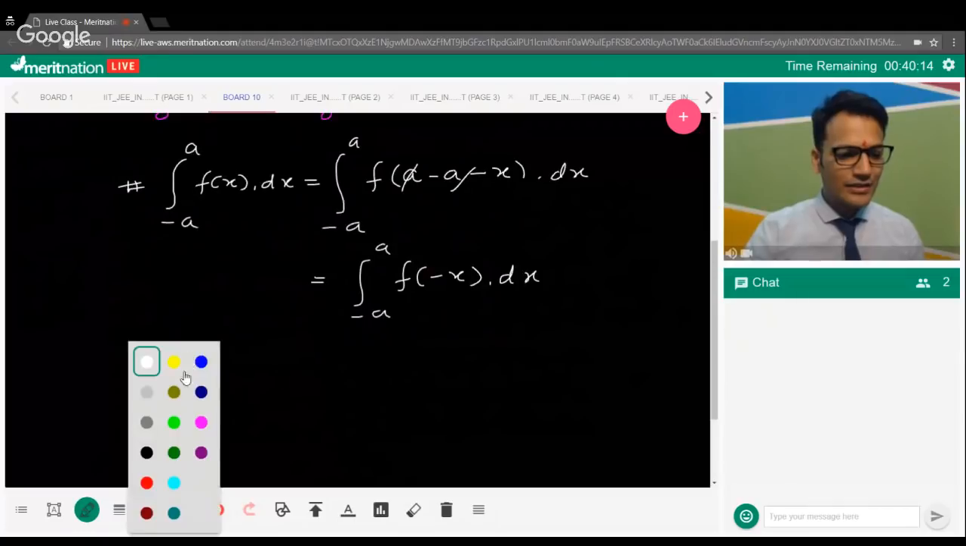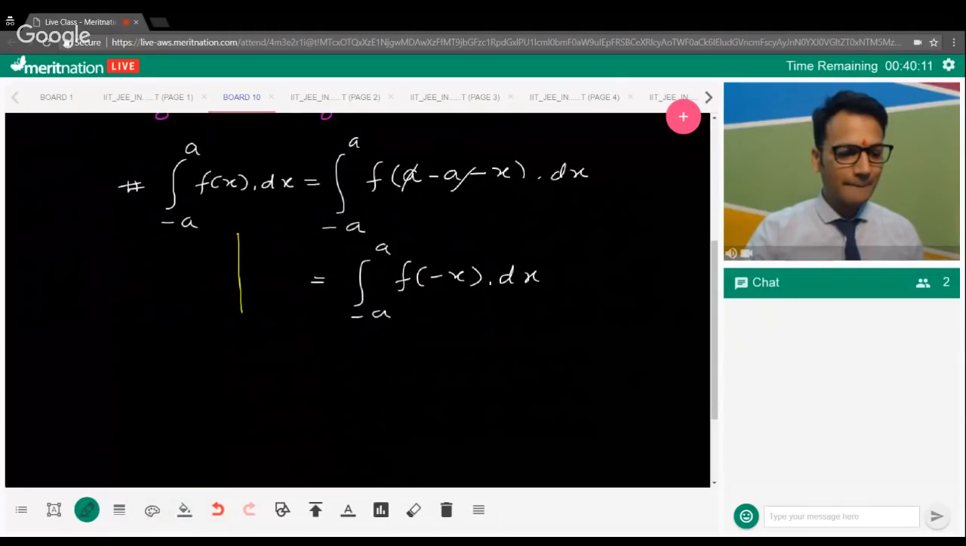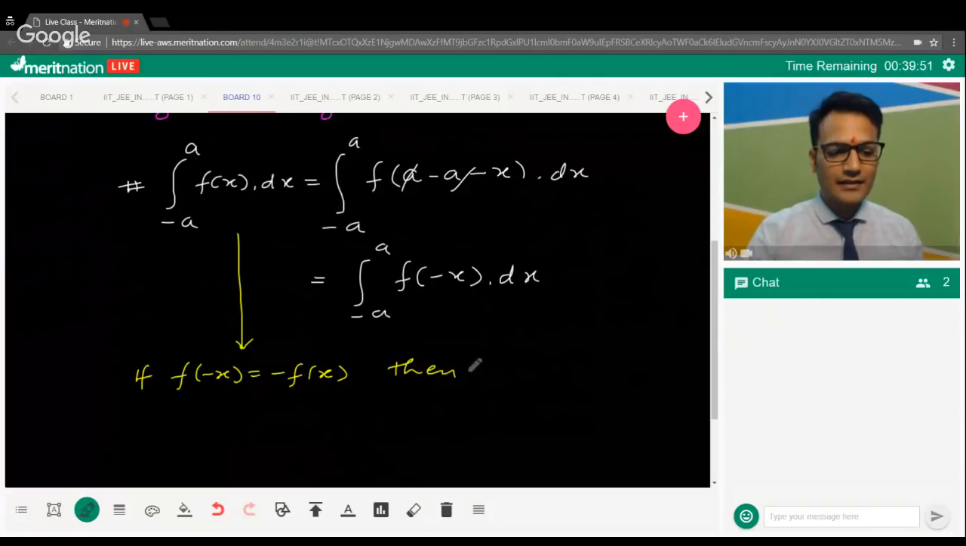One last thing I wanted to tell you here is, based on the conclusion we have drawn, the integral of f(x) from minus a to a is also equal to the integral of f(minus x) from minus a to a. Therefore, if f(x) is an odd function, what do I mean by that? f(minus x) is minus f(x). Then the integration value will be equal to what? Anybody? Most likely everyone knows it is 0, right?